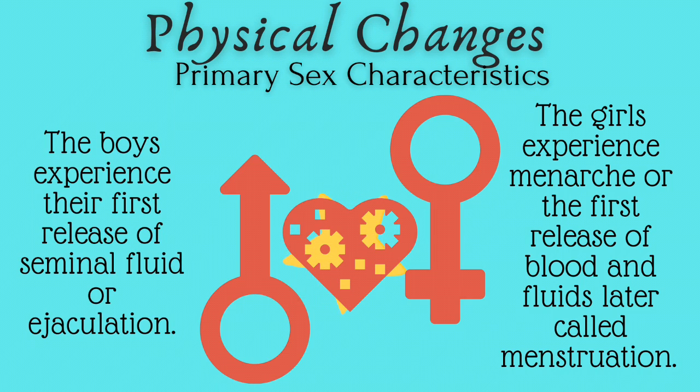Primary sex characteristics are changes directly related to sexual reproduction. The reproductive organs of both girls and boys grow and develop. The boys experience their first release of seminal fluid or ejaculation from the penis. The girls experience menarche or the first release of blood and fluid from the vagina, later called menstruation.